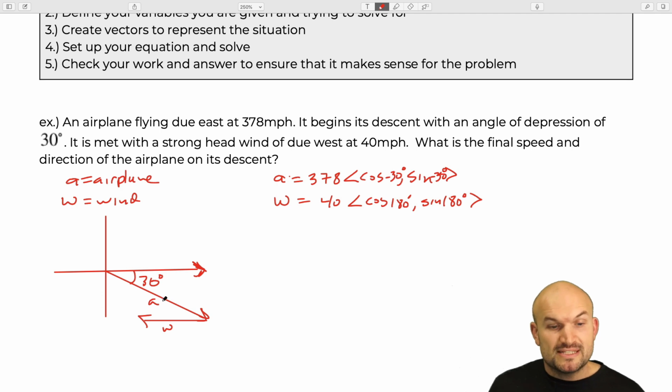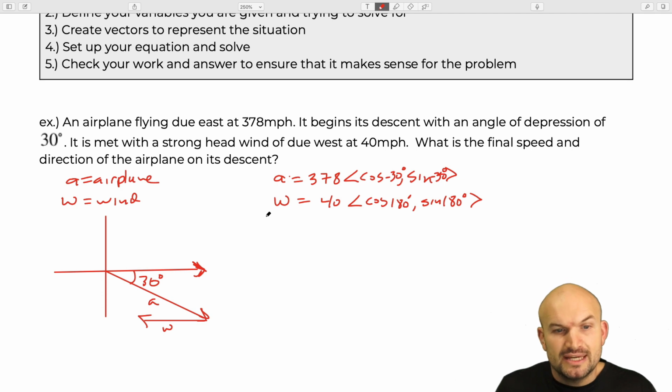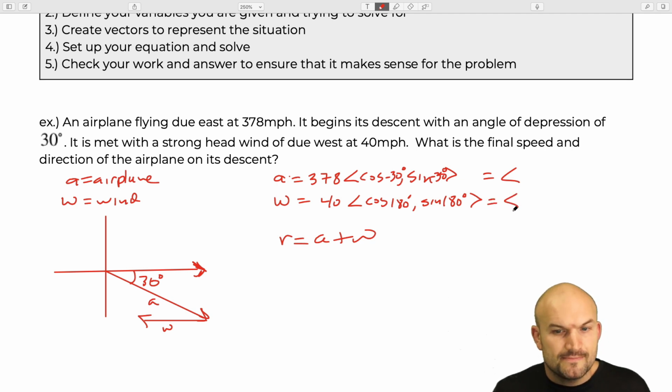Good. So basically what we want to do is, what's going to happen? It's obviously slowing down the airplane, right? So what is going to be the final speed and direction of the airplane on its descent? So all we simply need to do is this is what we call the resultant vector. It's just going to be A plus W. Okay, so what we're going to do is let's go ahead and figure out what our airplane is. And then we're going to go ahead and figure out what our wind is.